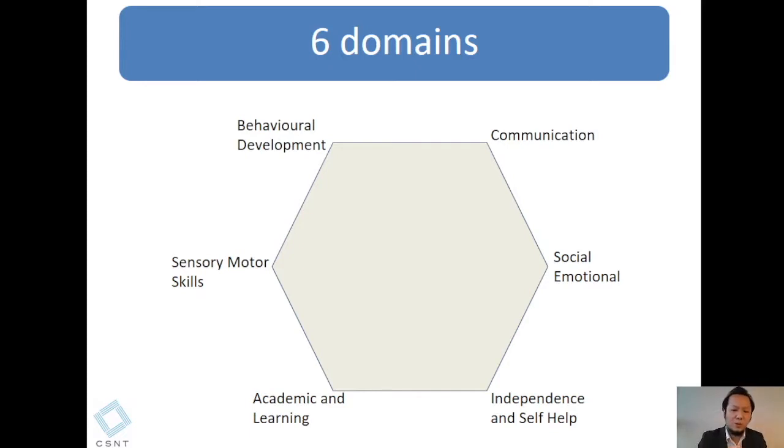Independence and self help would include a variety of skills that would improve a student's independence. So we're looking at independent play, imaginary play, following schedules, and maybe even dressing. Academic learning would cover more cognitive learning, and we're looking at matching, imitations, following receptive instructions, learning how to sequence maybe stories, reading comprehension, math, and even up to inferencing. Sensory motor skills would cover fine and gross motor skills.